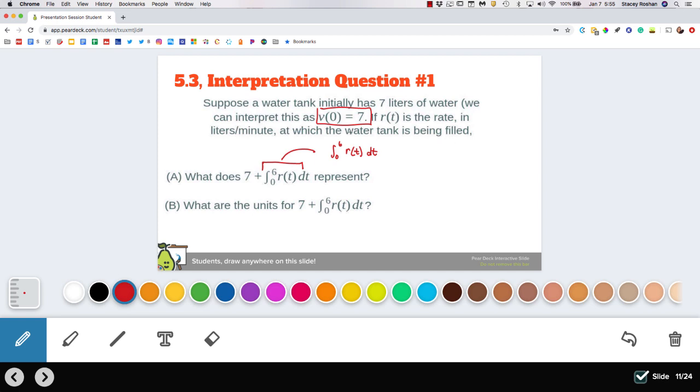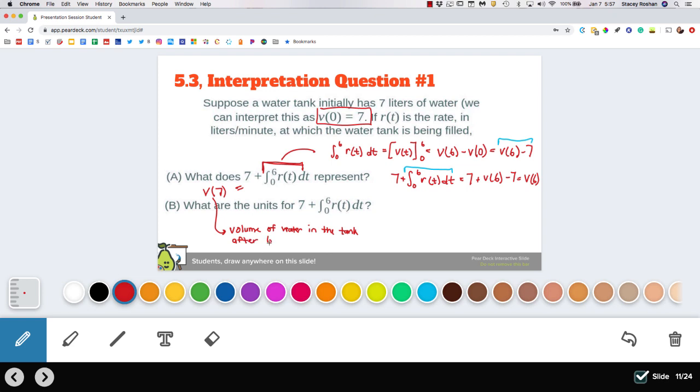So its antiderivative is just going to be the volume, right? So the antiderivative of R of t is V of t, and we're going from 0 to 6. So that's V of 6 minus V of 0. V of 0 is 7, so that's V of 6 minus 7. Okay, so that's this part. So now if they ask us, what does 7 plus the integral from 0 to 6 of R of t dt represent? We can replace this part with this, right? So let's go ahead and do that. So it's just V of 6. This is the volume of water in the tank after 6 minutes.